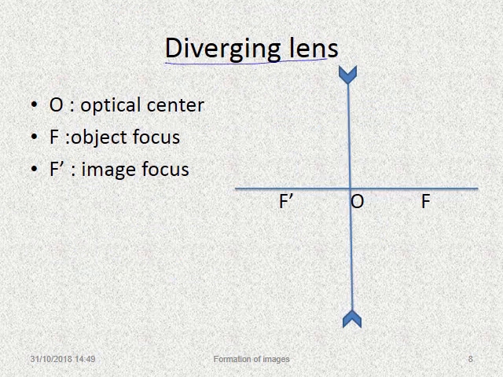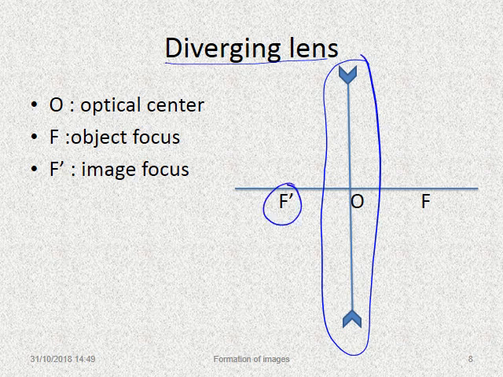Diverging lens. Symbol of diverging lens. F prime, the image focus, is on the side of the object. F, the object focus, is below the optical center.